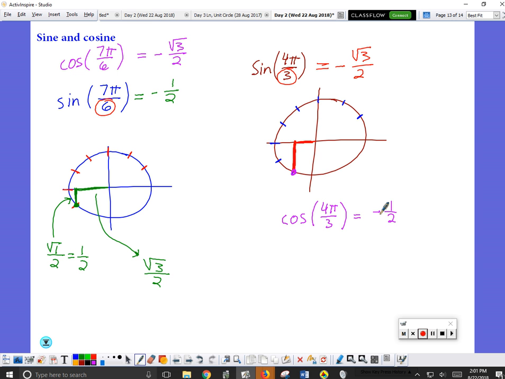So for the 7π/6 example, would it matter if you went down first and then to the left? Yeah, it doesn't matter. You can think of it this way. It's perfectly fine. So I could have thought, oh, I go down and then over. So the down is short. That's the sine value. The over is the long. Yeah, the order doesn't matter.